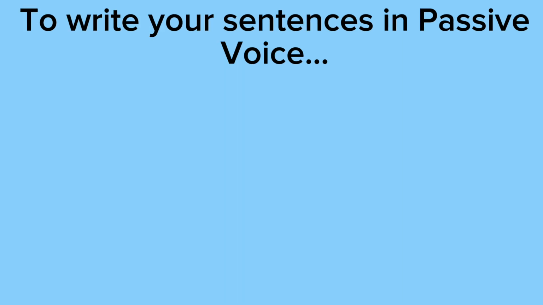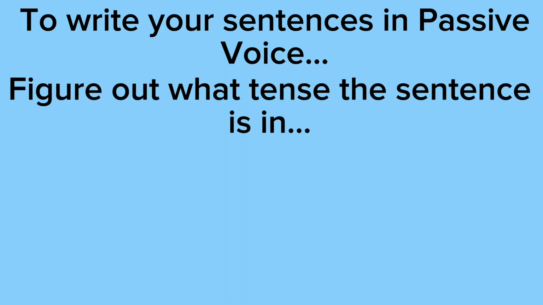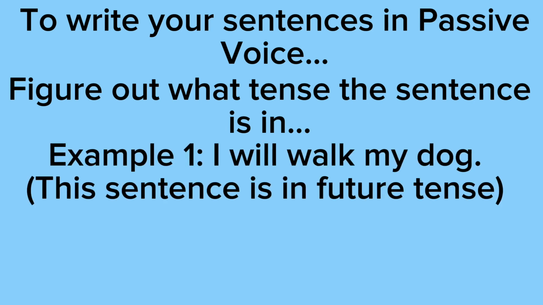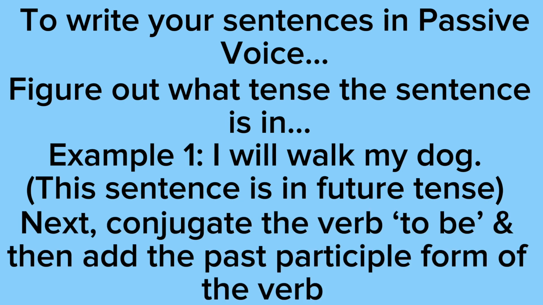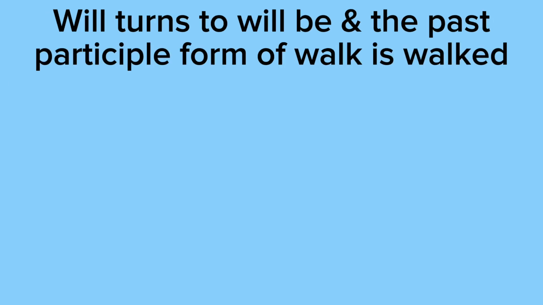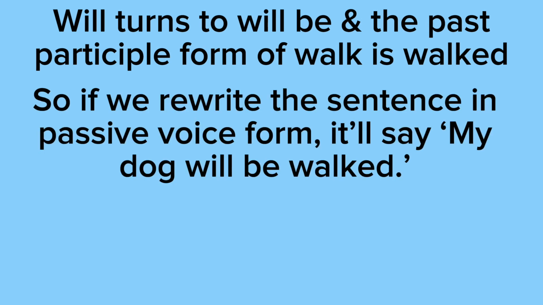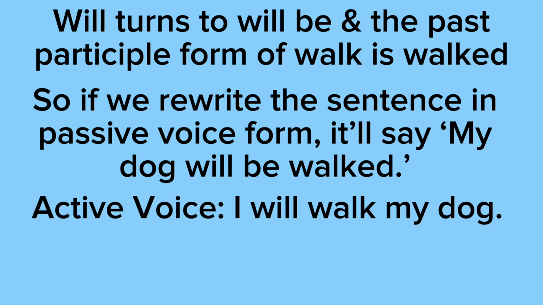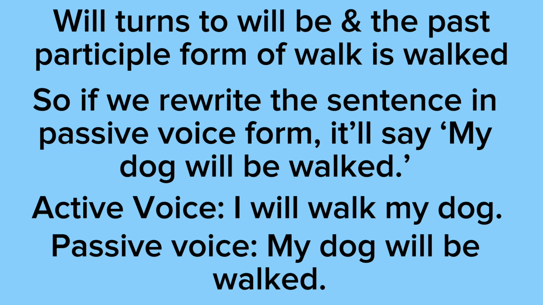To write your sentences in passive voice, figure out what tense the sentence is in. For example, in the sentence, I will walk my dog, this sentence is in future tense. So we figured out what tense it's in. Next, you have to conjugate the verb to be and then add the past participle form of the verb. So after conjugating will, it turns to will be, and the past participle form of walk is walked. So if we rewrite this sentence in passive voice form, it'll say, my dog will be walked.